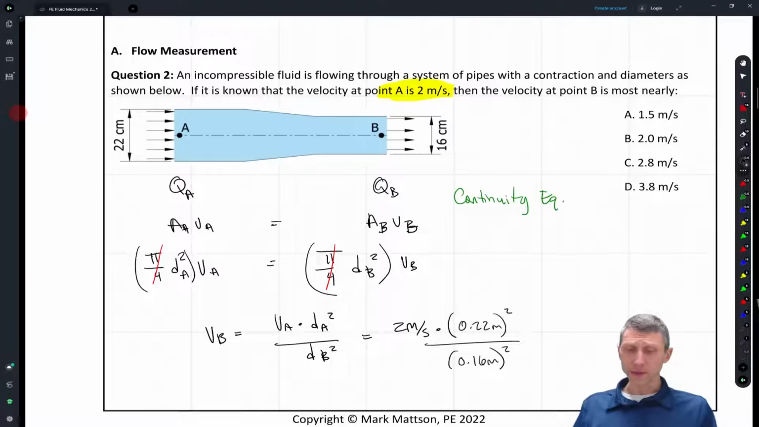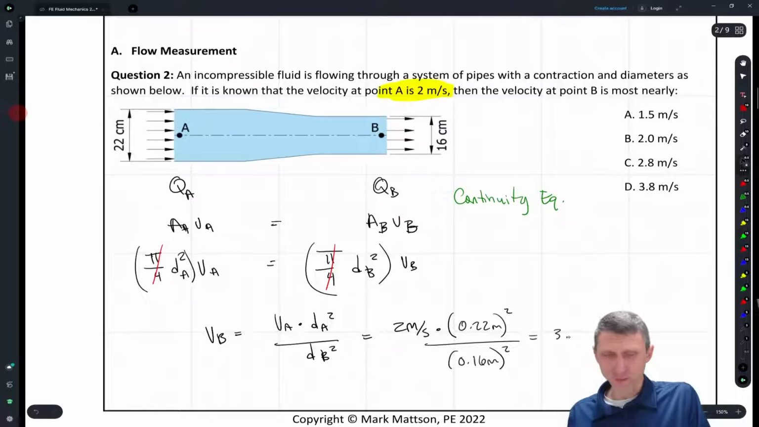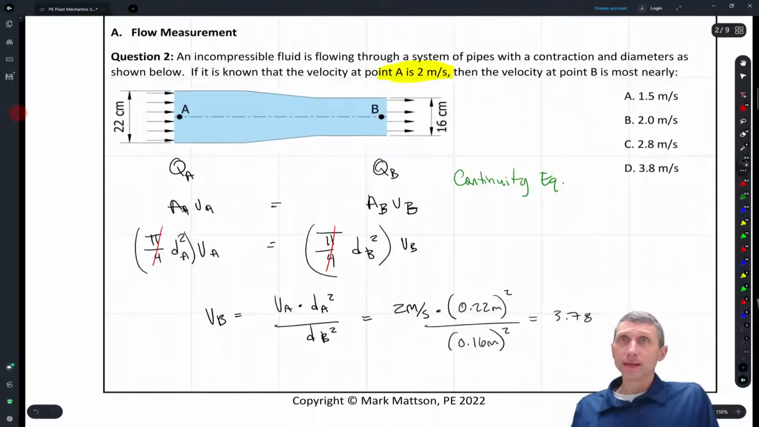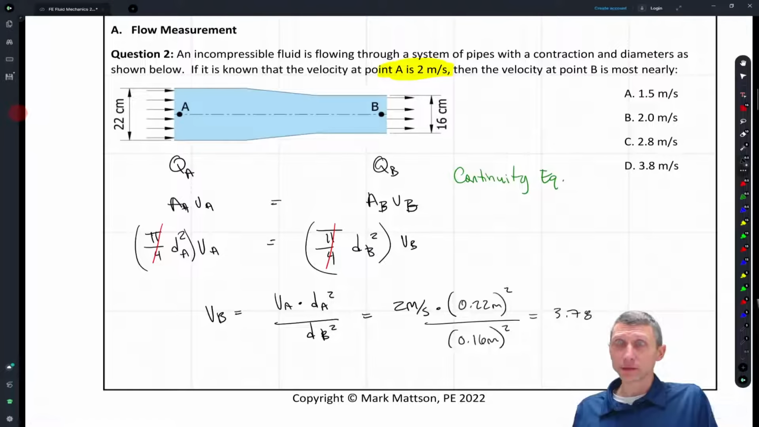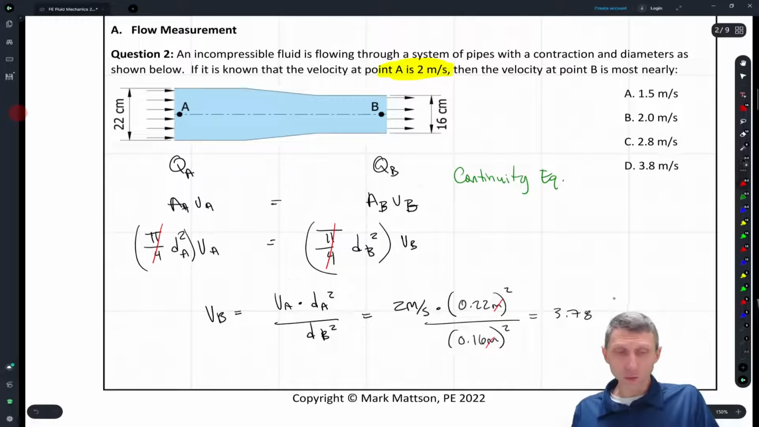So what do we get? 2 times 0.22 squared over 0.16 squared. And I get about 3.78. And if we did our units right, which we should have because the meters cancel out here, we're going to stick with meters per second.